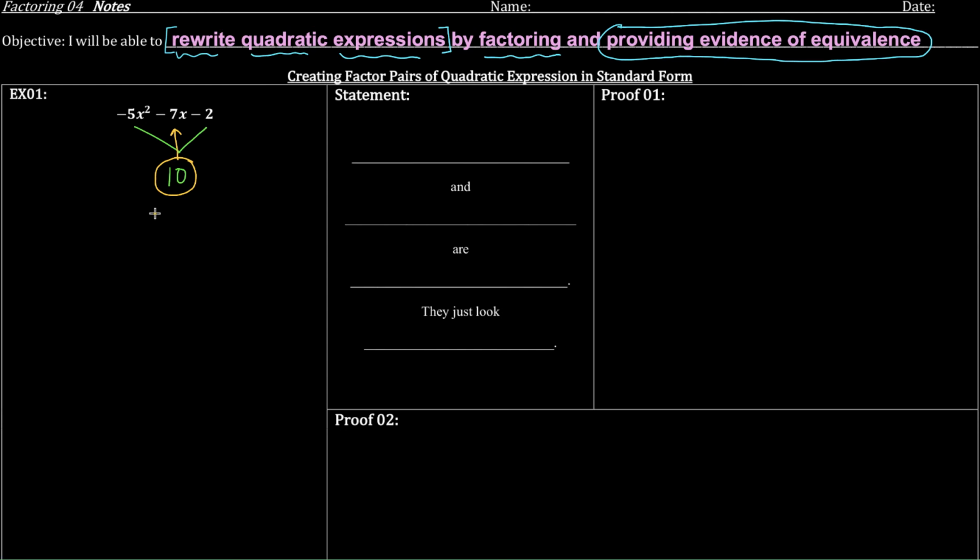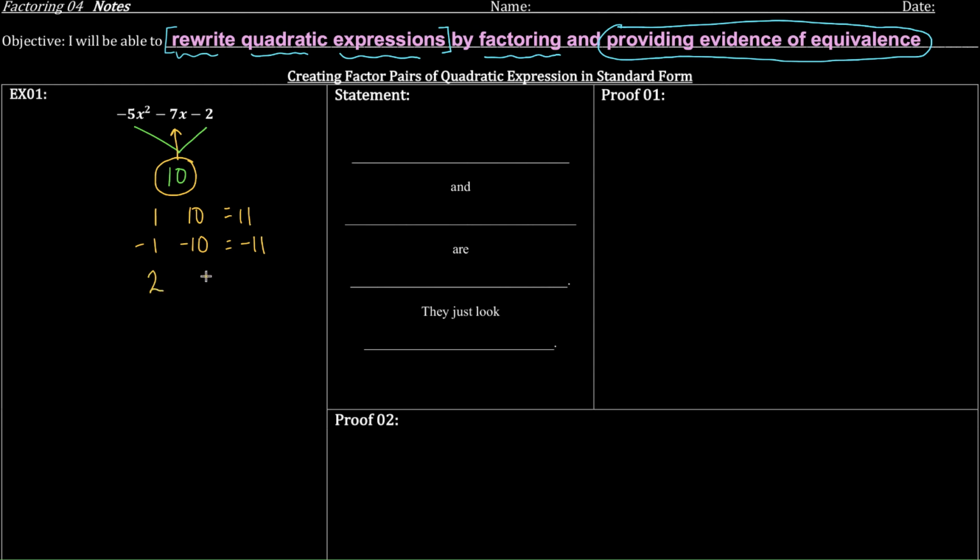So if I do 1 and 10, I get 11. If I use negative 1 and negative 10, I get negative 11. A positive times a positive is a positive, and then with positive 11. A negative times a negative is a positive, but when I combine them, I get negative 11. I'm looking for this negative 7.